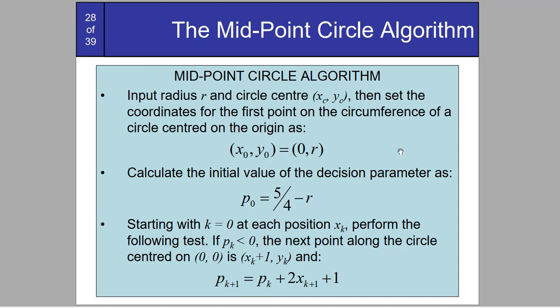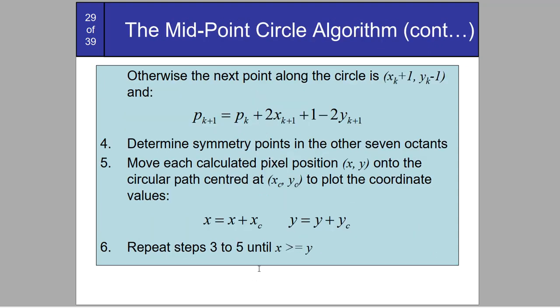Okay, so we will calculate the initial value of the decision parameter like this: p0 is equal to 5 by 4 minus r. Okay, and then starting with k equal to 0 at each position xk, we will perform the following test. If pk is less than 0, then the next point along the circle is xk plus 1, yk, and pk plus 1 will be this. But if it is not less than 0, then we will make it xk plus 1, yk minus 1, and our pk plus 1 will be this. Okay, this will be pk plus 1 if it is not less than 0.